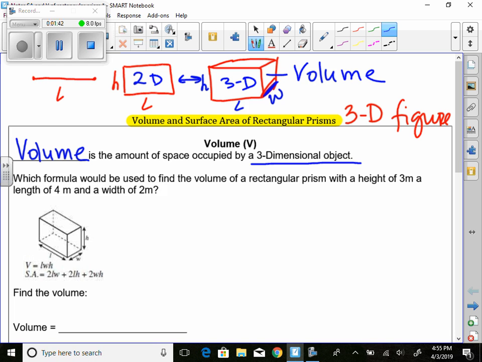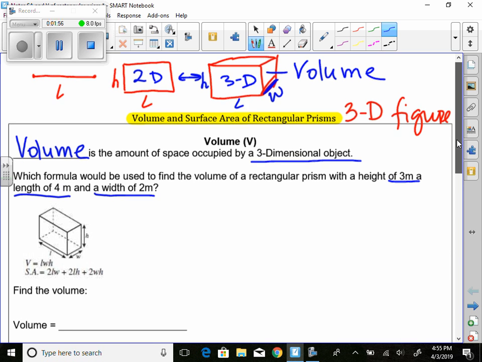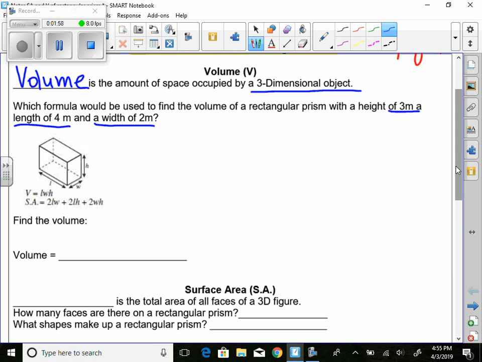So which formula would be used to find the volume of a rectangular prism with a height of 3 meters, length of 4 meters, and a width of 2 meters. So we're going to look at this example together. First of all, you will be provided a formula sheet on your test, so you don't have to memorize those formulas, which is a great thing. So what you would need to do is to find the shape you're working with on your formula sheet, and then find the formula that relates to your question.